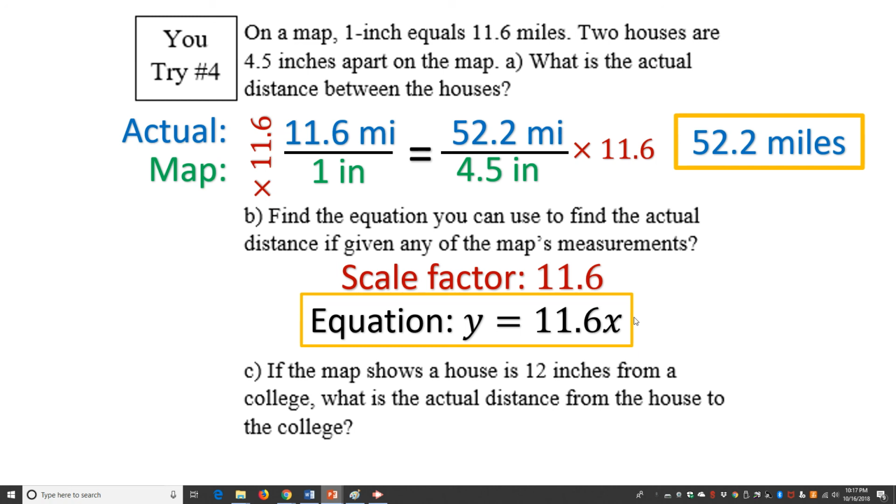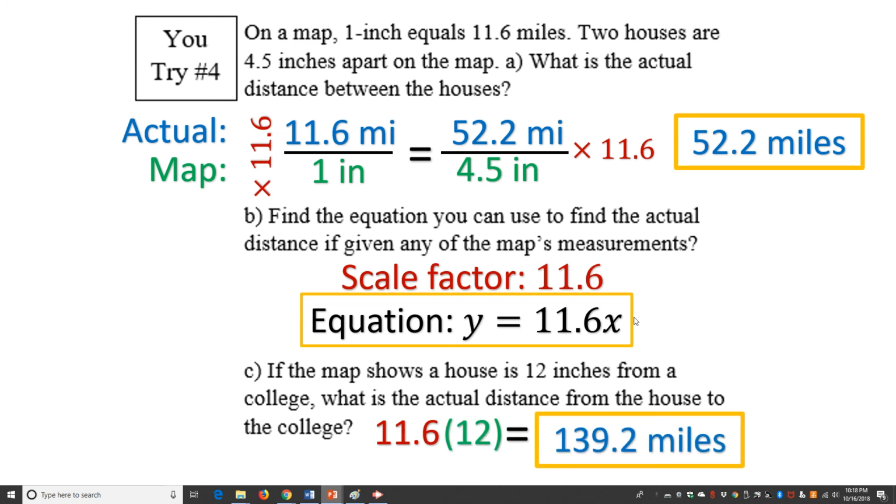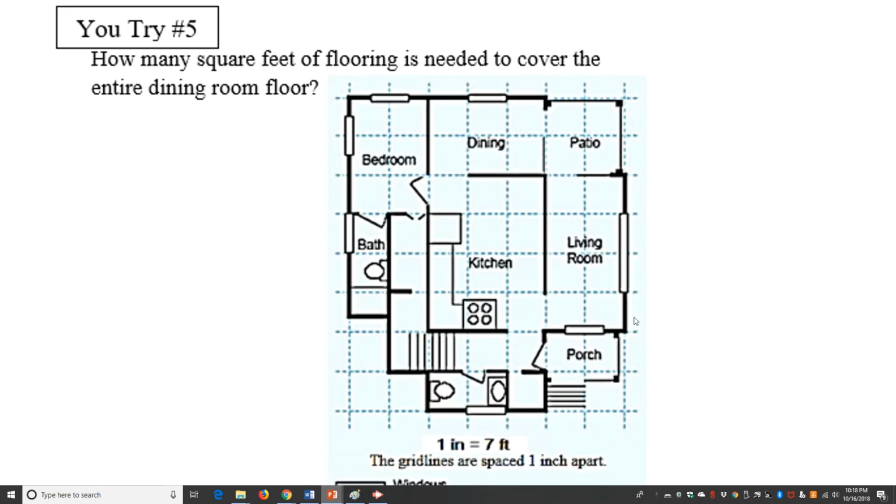11.6x. If the map shows a house is 12 inches from the college, what is the actual distance from the house to the college? So therefore, you take your scale factor, 11.6, multiply by 12, and you'll get 139.2 miles.